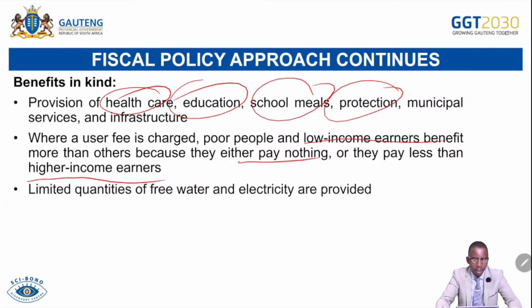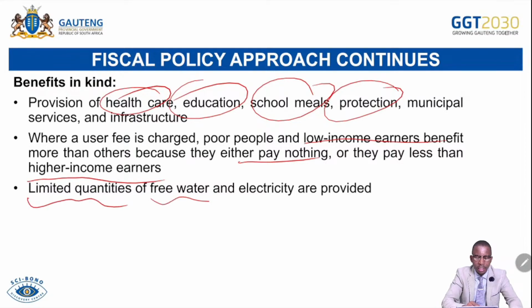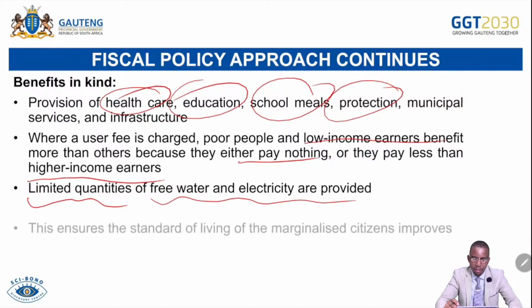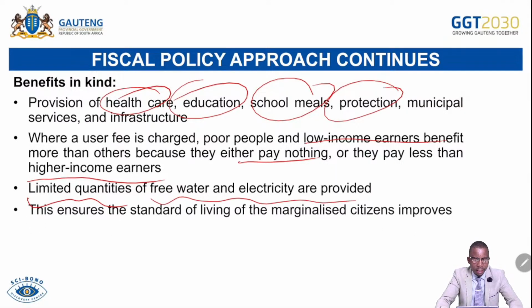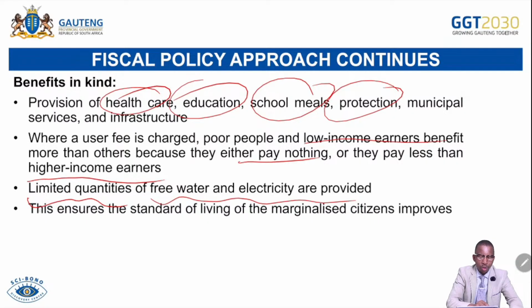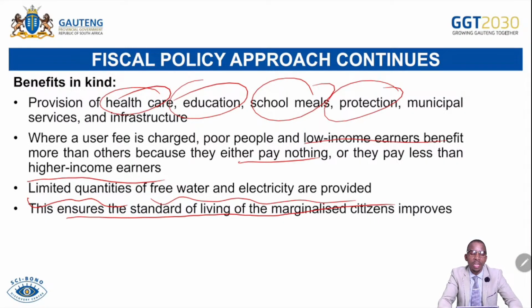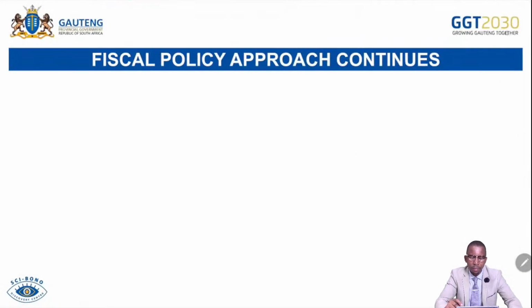And then a limited quantity of free water and electricity is provided. That's when the state intervenes to provide free water and electricity on a monthly basis to people who deserve to get it. This ensures the standard of living of marginalized citizens improves. After doing such, people that have been marginalized, or pensioners, will find themselves with a much improved living standard. We continue with the fiscal policy, other redistribution.